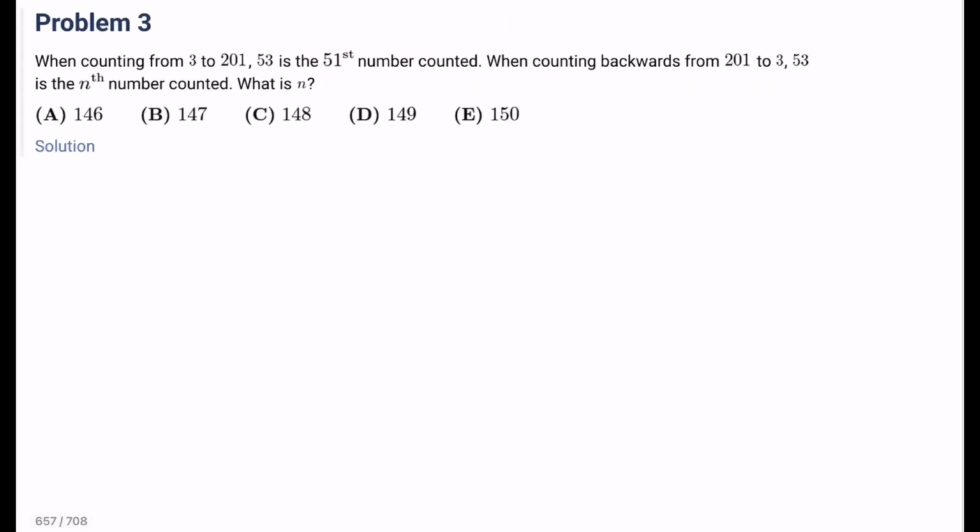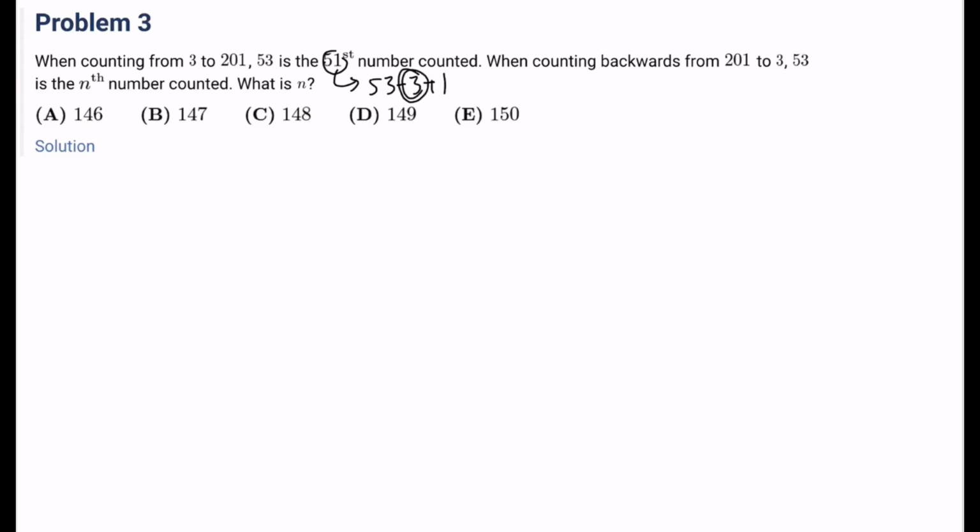Number 3. When counting from 3 to 201, 53 is the 51st number counted. When counting backwards from 201 to 3, 53 is the nth number counted. What is n?